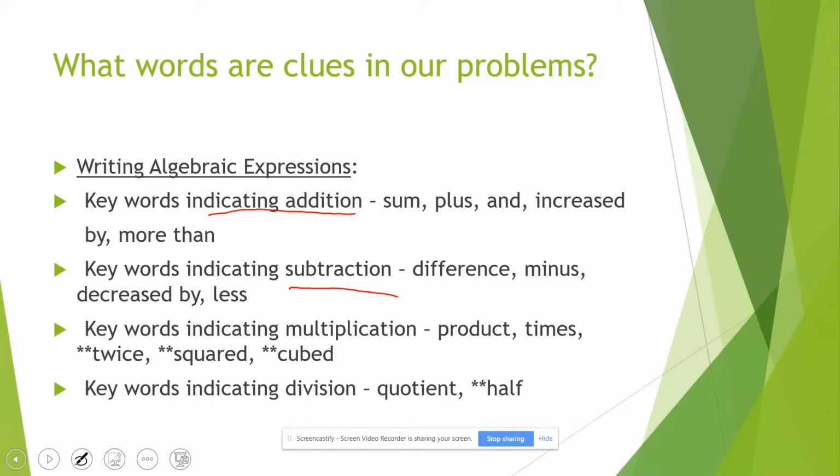We're going to add to the multiplication. We have product, times, twice would be multiplied by 2, squared, something to the second power, cubed, something to the third power, and then we're also going to add the word of. And then division: quotient, or half, for example, would be taking half of something, dividing by 2. So a third would be 1/3 of something, or dividing by 3.